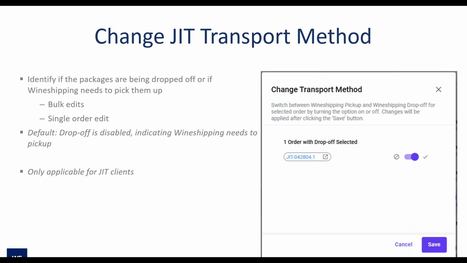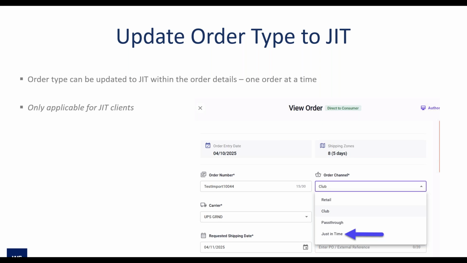We also have the ability to visually see now whether or not wine shipping is going to be picking up that package when we come to your location to pick up your just-in-time orders, or will you be dropping it off? So you now have the ability to see that. And then we have the ability now, so if an order comes through and it's retail or club in our system, you can manually edit the order channel to a just-in-time order now.